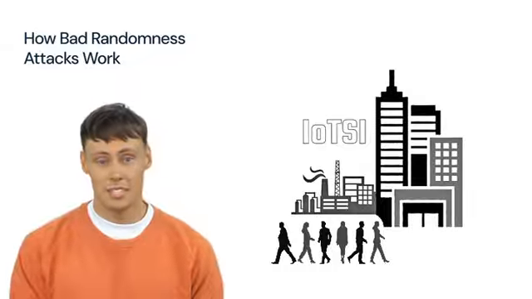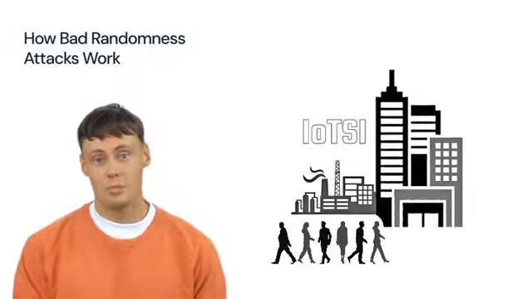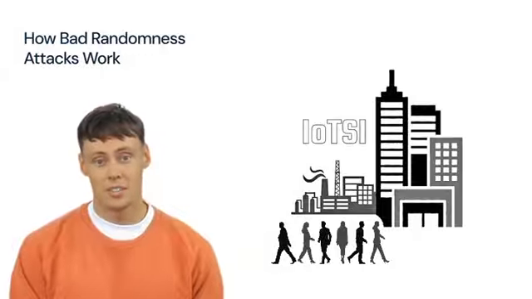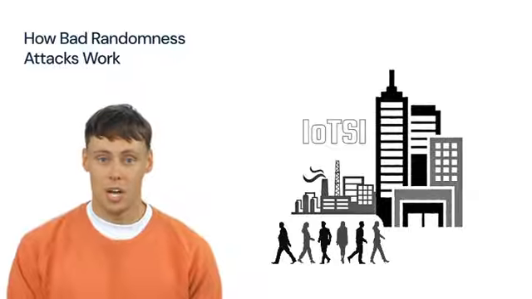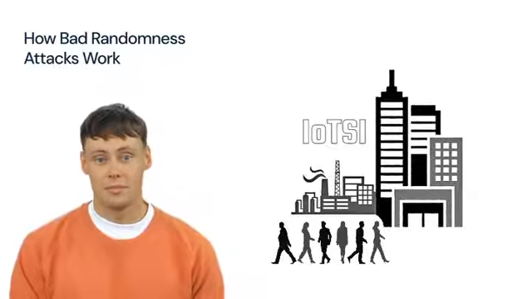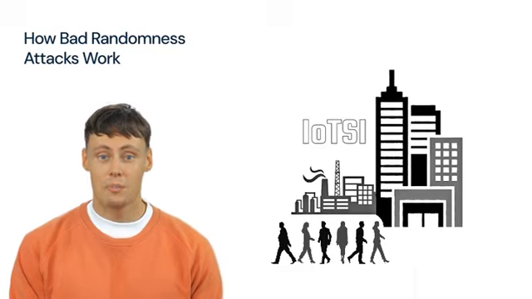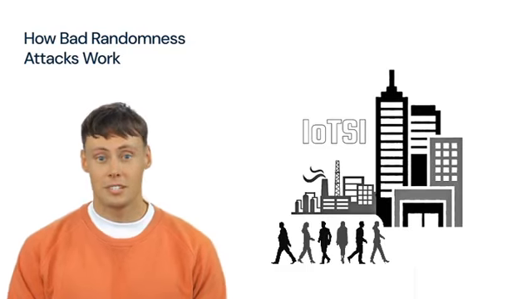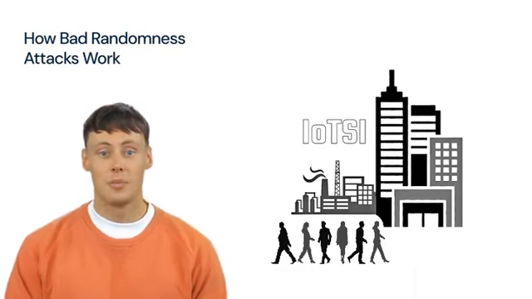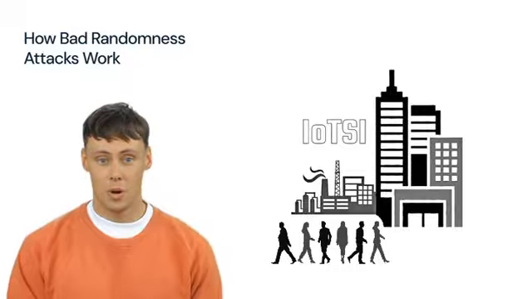4. Attack execution. An attacker mines a block and checks the resulting hash. If unfavorable, they withhold the block, attempting to manipulate the outcome. 5. Outcome manipulation. The attacker successfully influences the contract's outcome by selecting a block with a favorable hash.